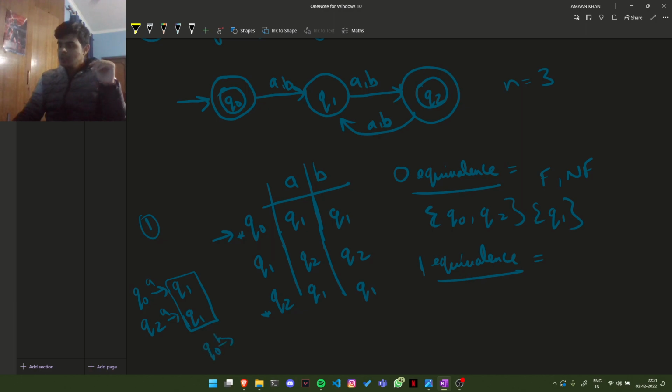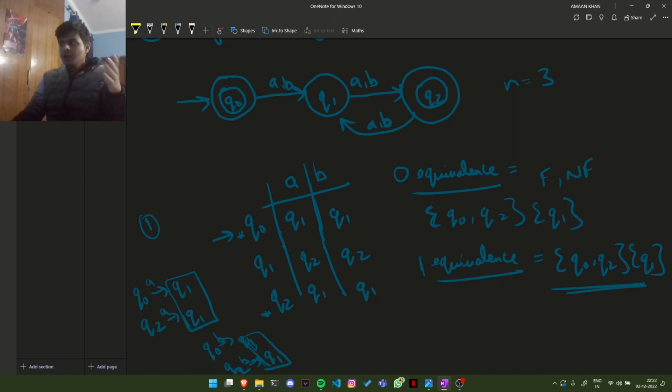Then q0 on B goes to q1, and sorry, q2 on B goes to q1 as well. So they are going to q1. Okay, so they belong to the same set. Obviously q1 and q1 belong to the same set. So as long as they belong to the same set, we cannot separate them. So q0, q2 and q1. So this is going to be my first equivalence as well.